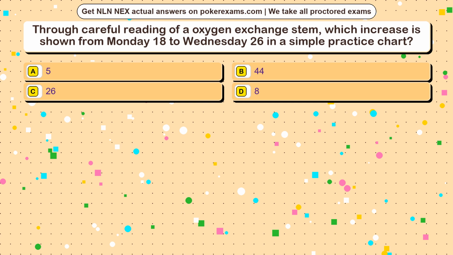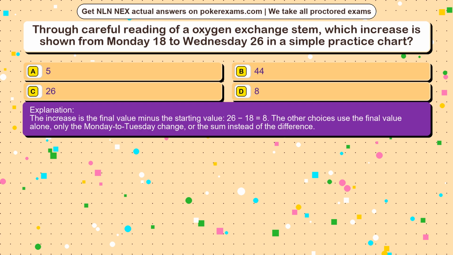The correct answer is option. The increase is the final value minus the starting value, 26 minus 18 equals 8. The other choices use the final value alone, only the Monday to Tuesday change, or the sum instead of the difference.